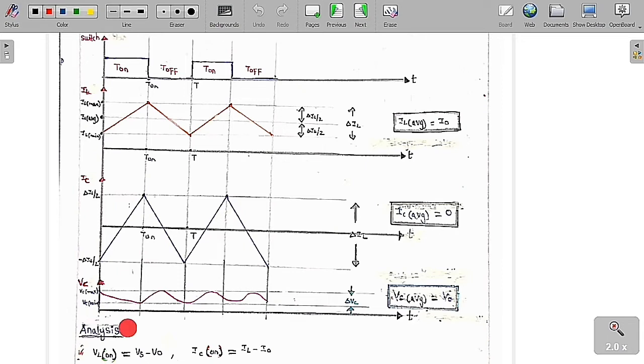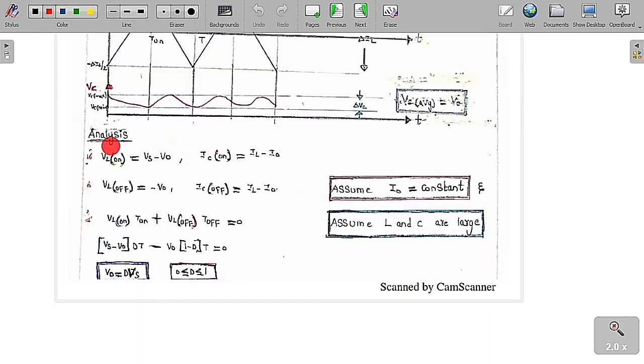So the actual graph is going to look in this format. The amount of ripple in the output voltage or the capacitor voltage is delta Vc. The average value of the capacitor voltage is equal to the output voltage itself. Now we are going to analyze each and every aspect.